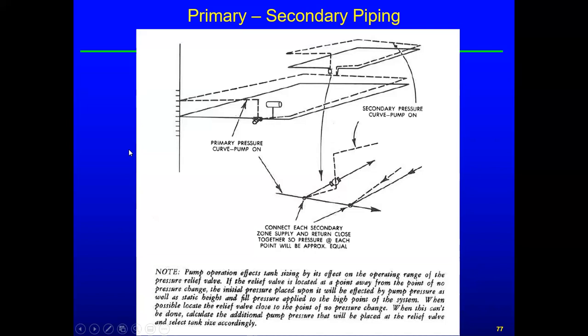When possible, locate the relief valve close to the point of no pressure change. When this isn't done, calculate the additional pump pressure that will be placed on the relief valve and select the tank size accordingly. Okay, so there we go. A little bit on primary secondary.